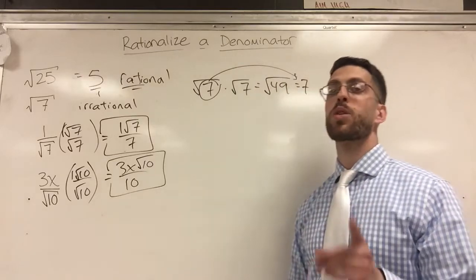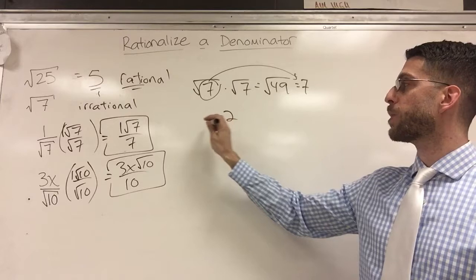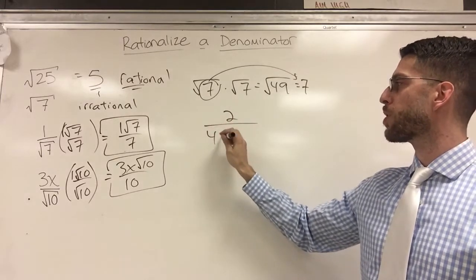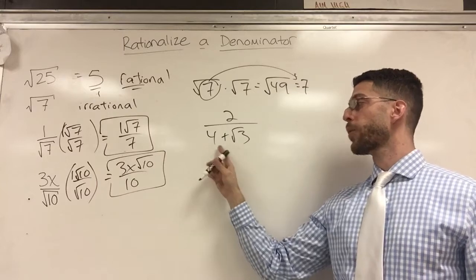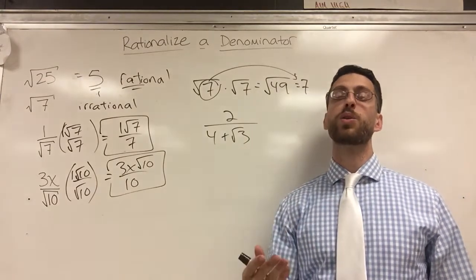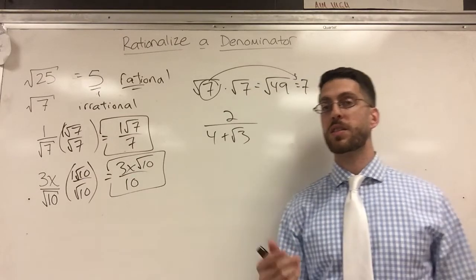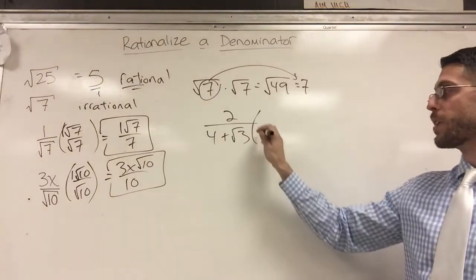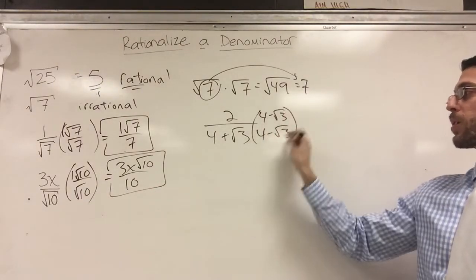All right, here's one complicated one. Let's say 2 over 4 plus radical 3. How could I possibly rationalize the denominator when there's a sum of a whole number and a radical? Well, you do something called a conjugate. If you've been learning multiplying conjugates, remember FOIL? I'm going to multiply by 4 minus radical 3 over 4 minus radical 3.